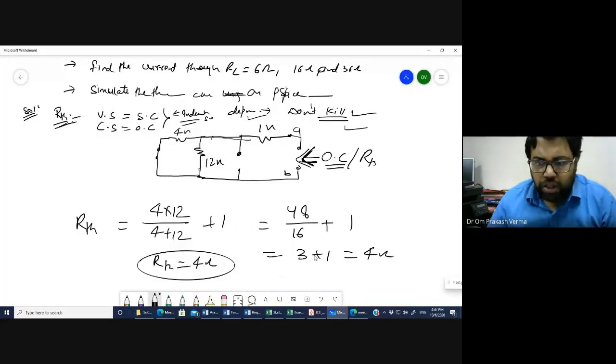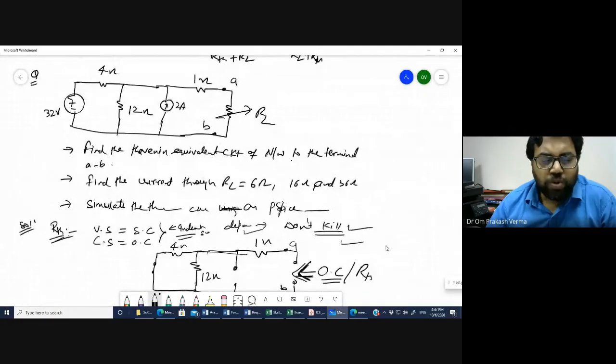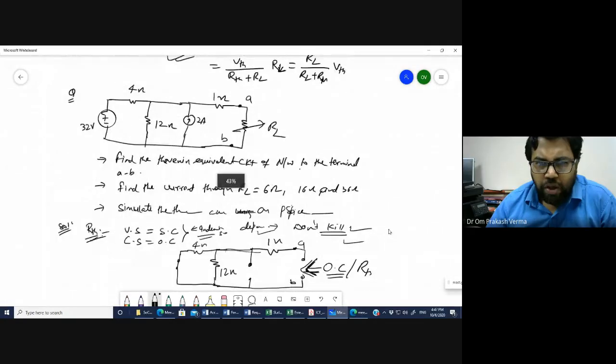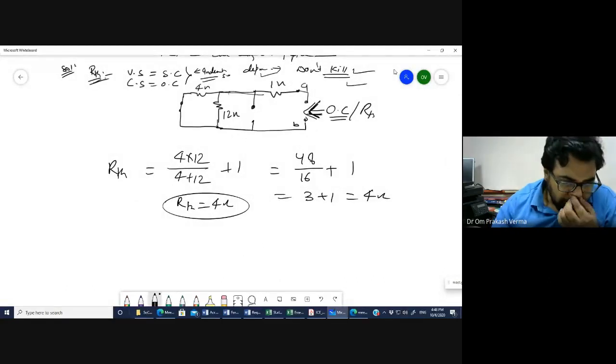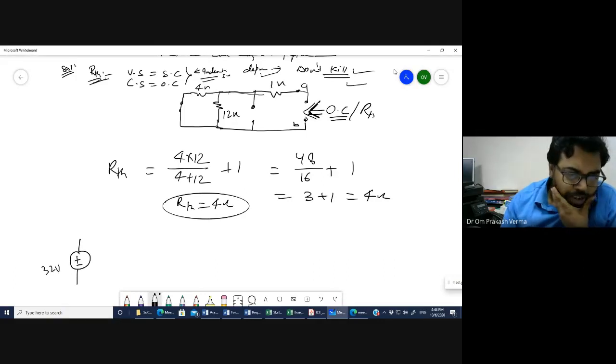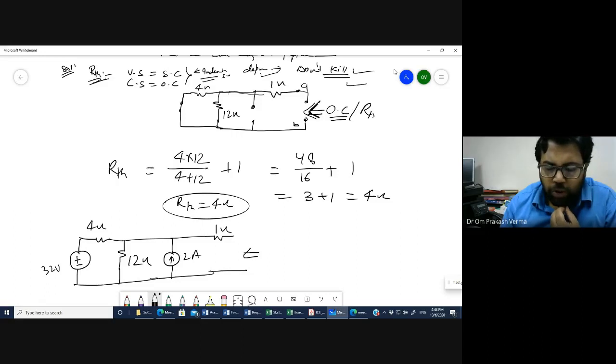Okay. So now you have calculated the RTH. Now your turn is to calculate the VTH. So how is the VTH calculated? You just have to redraw the circuit. The 32 volt voltage source is there, then a 4 ohm resistor, then a 12 ohm resistance connected, and a 2 ampere current source is there. Then a 1 ohm resistor, and you just have to open the circuit.